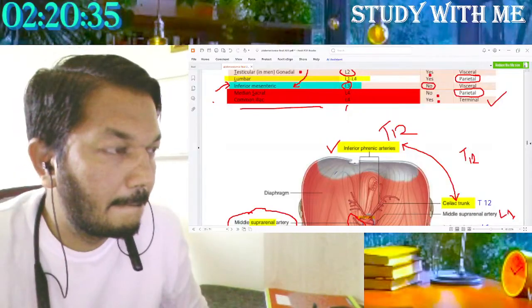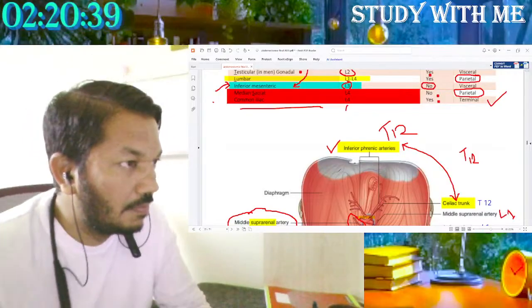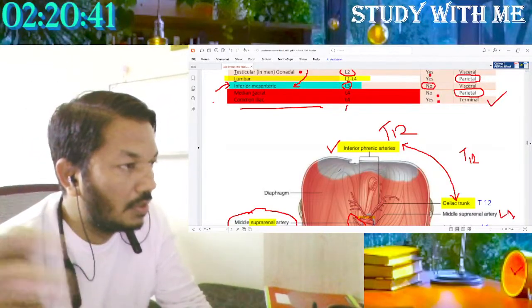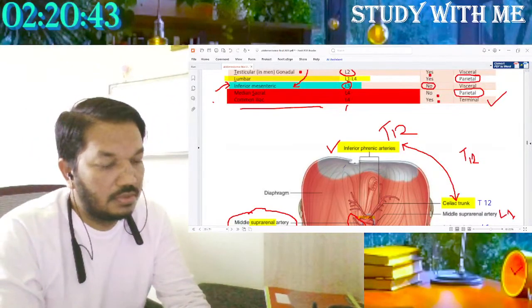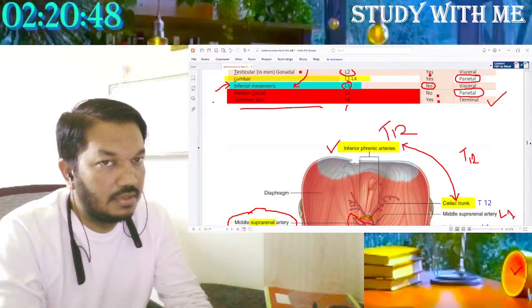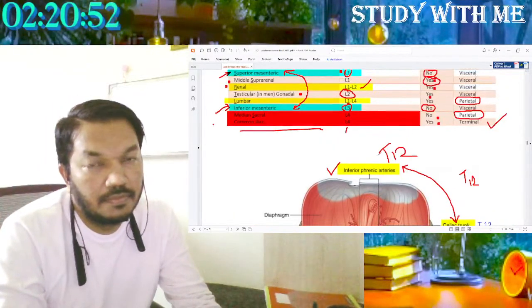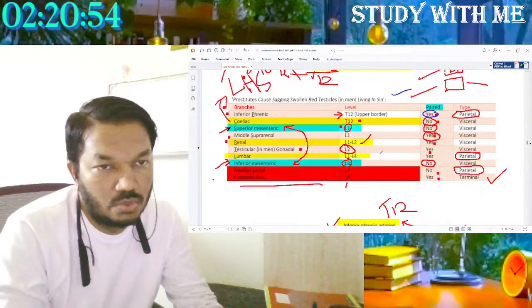Hmm? Which one? Paired means two. Could be. Paired means two.